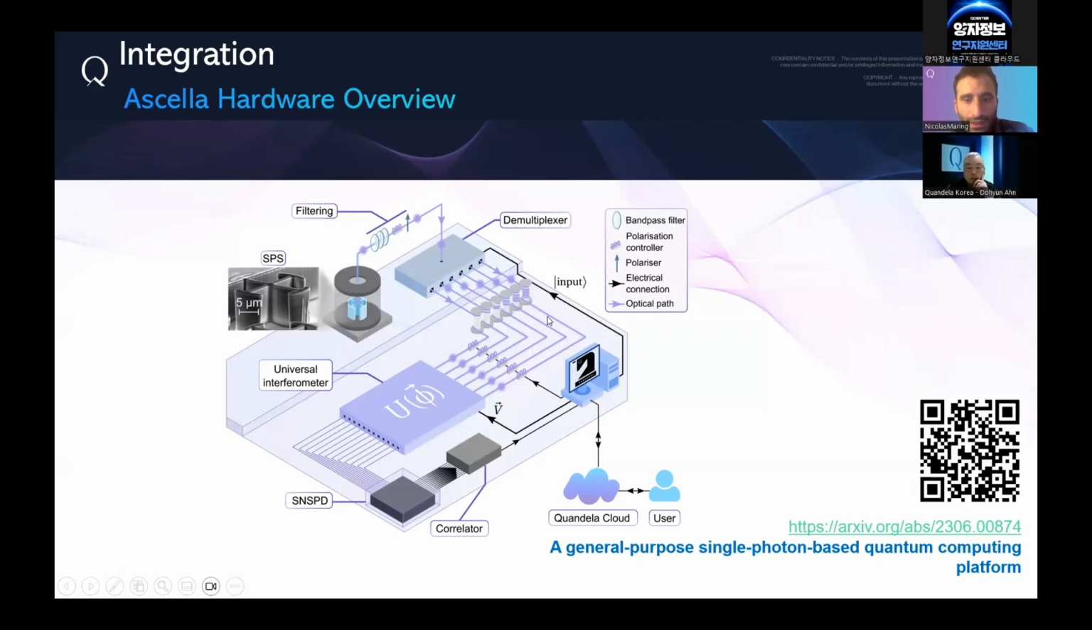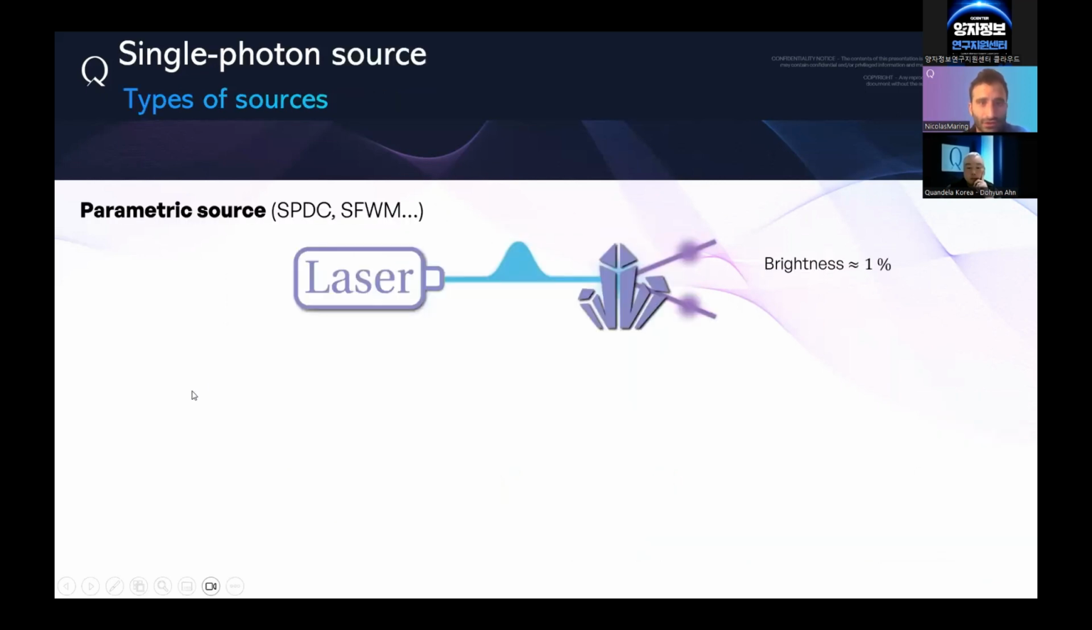And exactly 1 year ago, we put Ascala online on the cloud. So this is a machine. At the end of this talk, you will understand this setup, and also be able to read this paper that we published last year and go maybe deeper into the subject. Mainly what we have in this machine is this quantum dot single photon emitter.